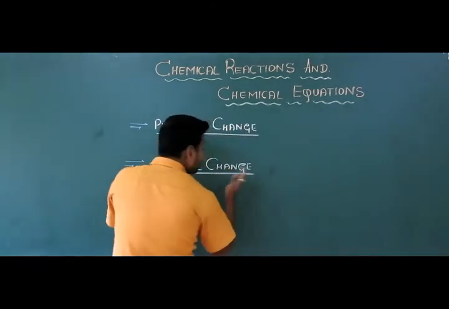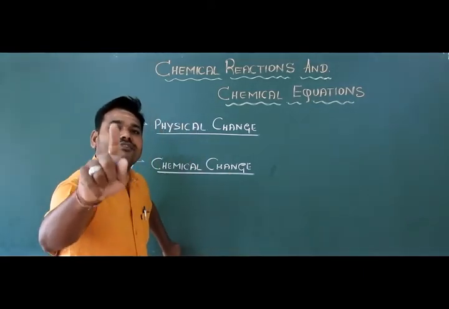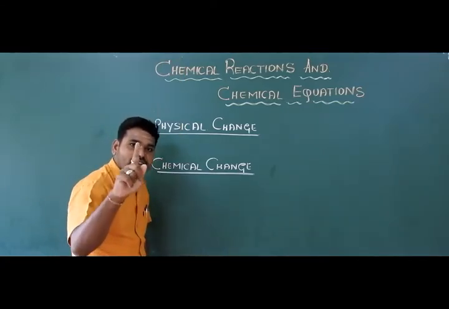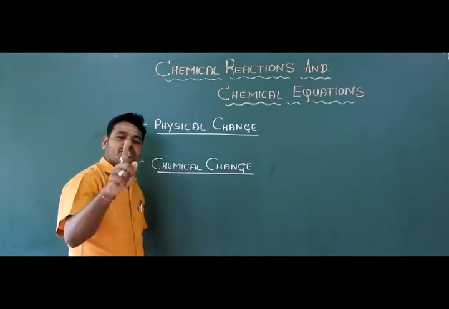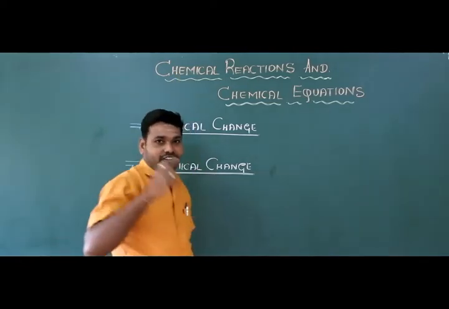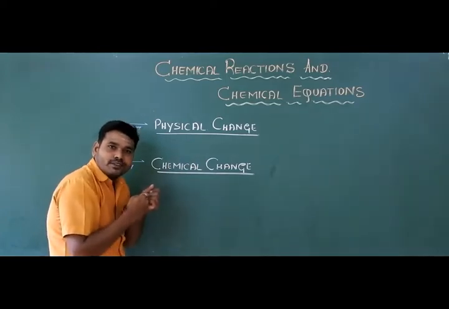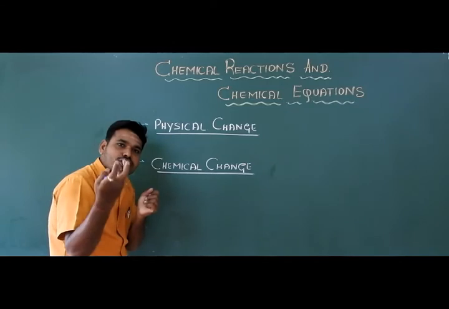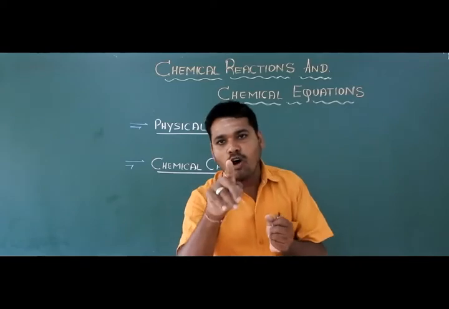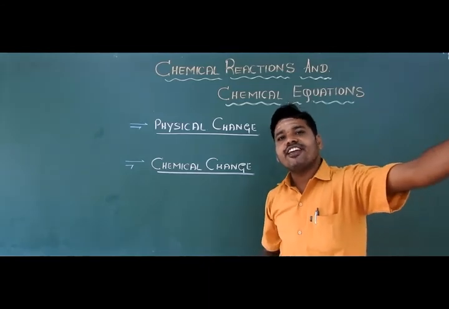And for the chemical changes, the best example is combustion of carbon element, students. Listen to the example carefully. Combustion of carbon means the carbon element, when it burns with excess of oxygen, forms carbon dioxide. And similarly, one more example is combustion of sulfur. The sulfur element, when it burns with excess of air, once again forms sulfur dioxide.